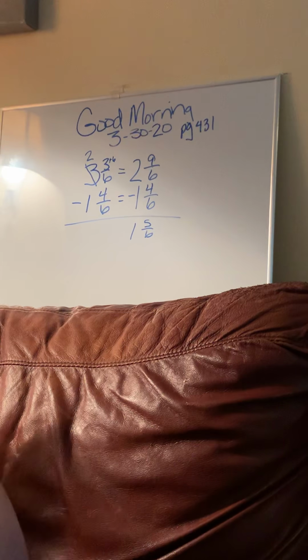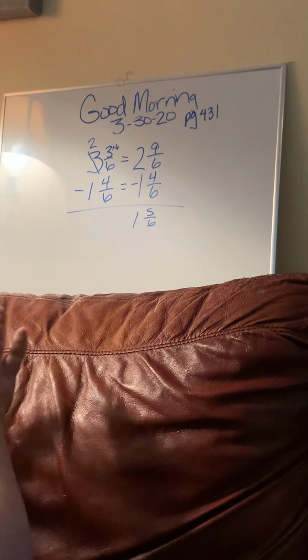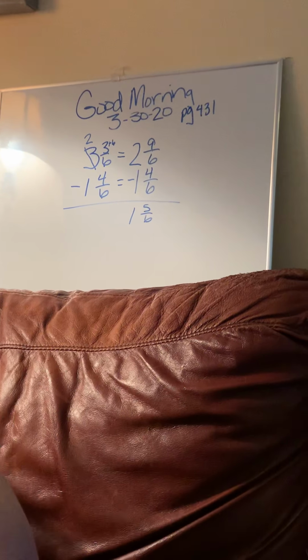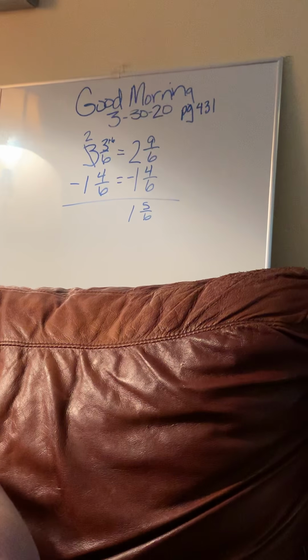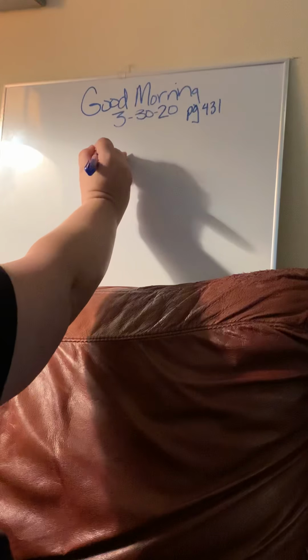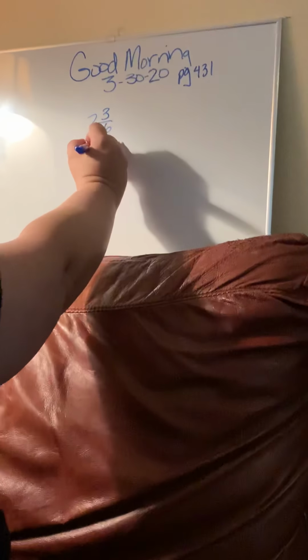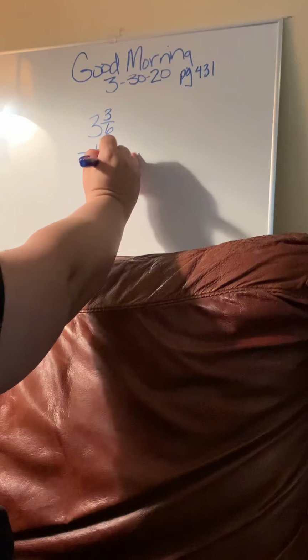But you know me, I like to give you a couple of choices. So let me show you one other choice that you can use in order to do subtracting with mixed numbers. So I'm going to use this same problem. I'm just going to rewrite it. We started with 3 and 3, 6. We're going to subtract 1 and 4, 6.